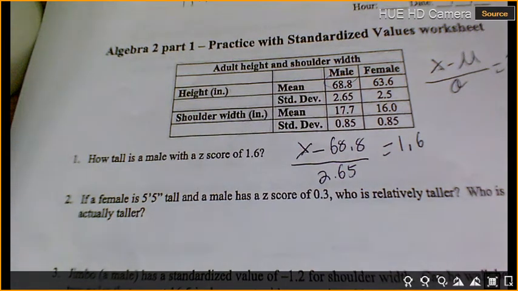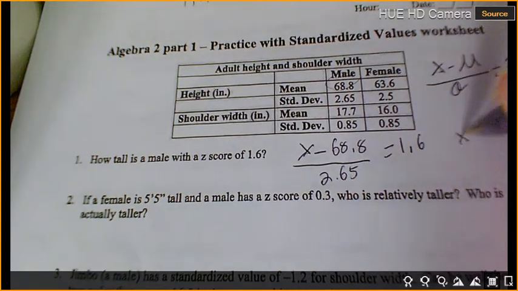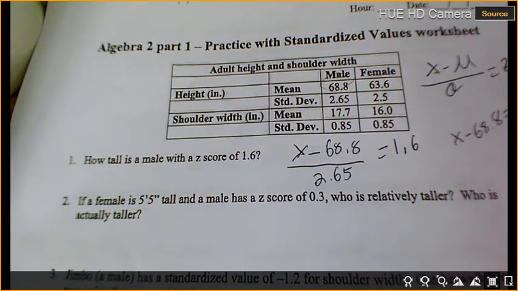So what am I going to do? Do the times in there. Yep, I'm going to times both sides by 2.65. And I get x minus 68.8 equals 4.24.